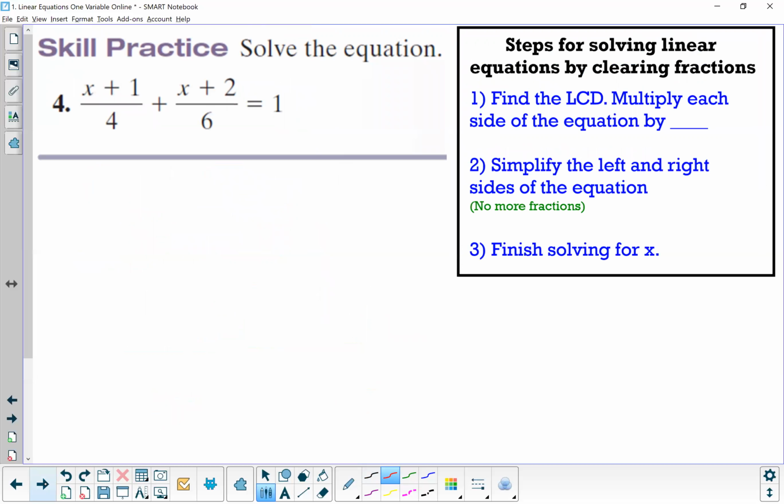All right, I want you to pause the video and try this particular example on your own. We have here in the numerator x plus 1 over 4 plus next fraction. In the numerator, you have x plus 2 over 6 equals 1. Go ahead and try that, and then we'll do it together.